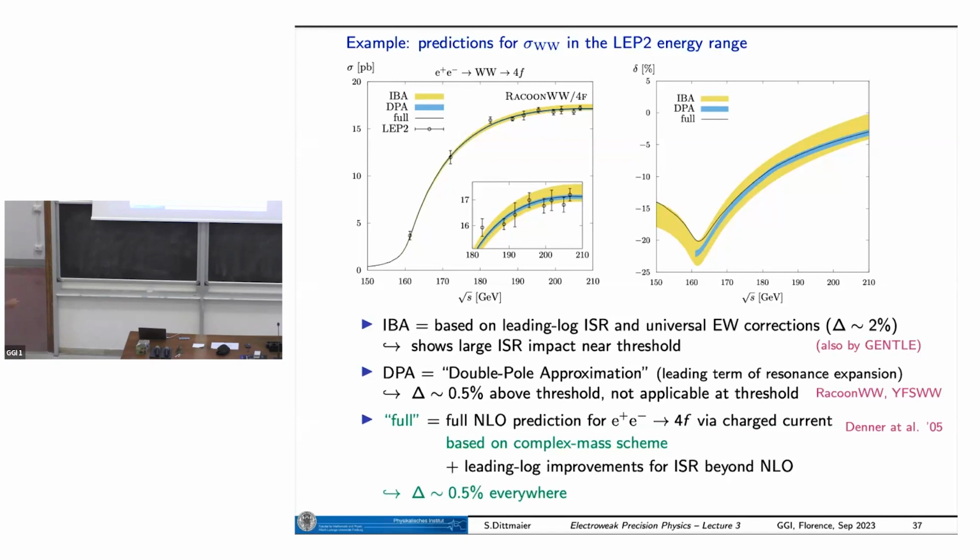Yeah, it describes data, but well, you cannot make a difference. Does it fit or not? And the blue band, this is, let's say, 0.5% accuracy. The double pole approximation you can associate with, let's say, 0.5% accuracy in this range here. Not close to threshold, but maybe starting from here. And this full off-shell calculation also is valid below the threshold here. As I've said, you have next to leading order accuracy everywhere.